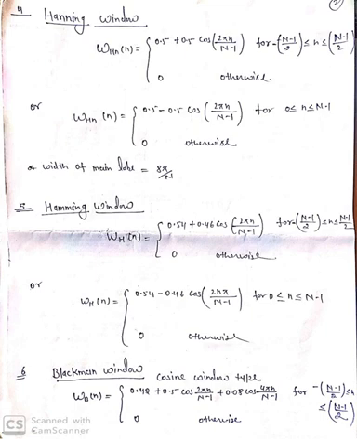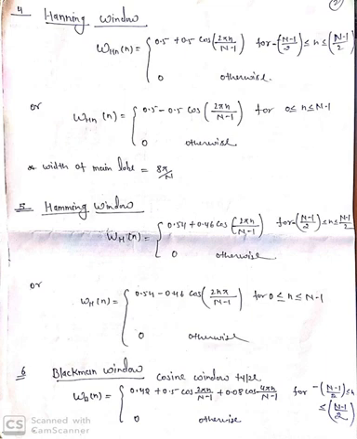The Hanning window function is 0.5 plus 0.5 cos 2 pi n divided by N minus 1 for minus (N minus 1) divided by 2 to plus (N minus 1) divided by 2, or 0 otherwise. For the realizable filter, w(n) equals 0.5 minus 0.5 cos 2 pi n divided by N minus 1 for 0 to N minus 1, and the width of the main lobe equals 8 pi by N, which is similar to the rectangular window.